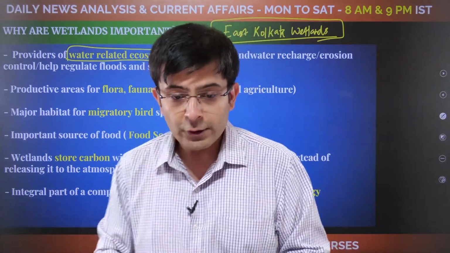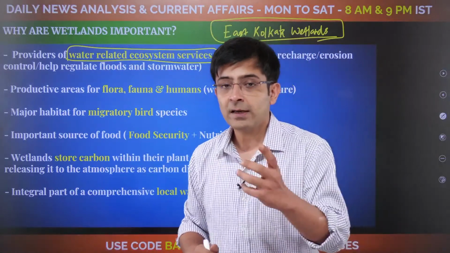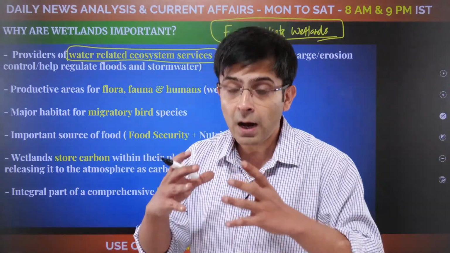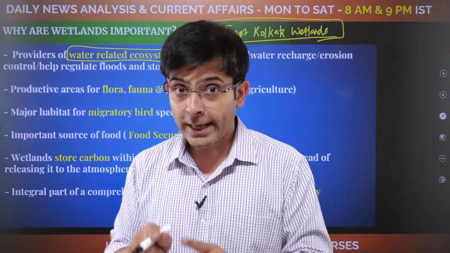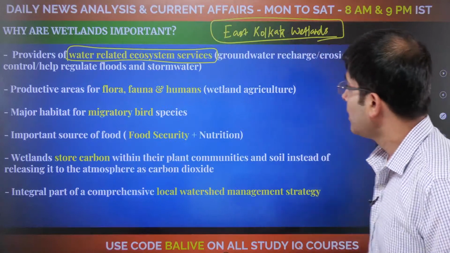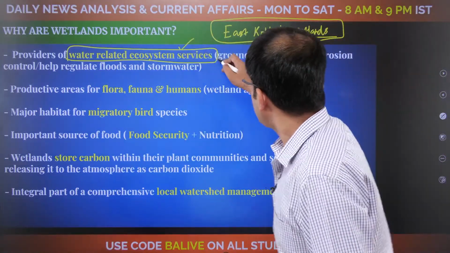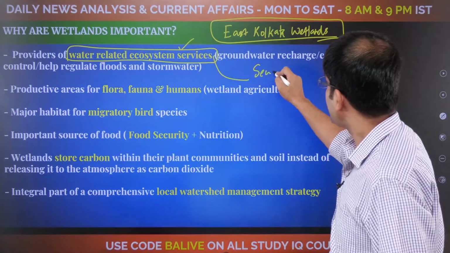Correct? Good, Arka. So you must have seen Arka. East Calcutta wetlands are the best example of how a particular wetland is going to sustain a huge population, and all you need to do is look at the protection of the catchment area. Okay, the catchment area is where the water comes for the wetland to use. Okay, so ecosystem services, you are looking at, say, sewage treatment.